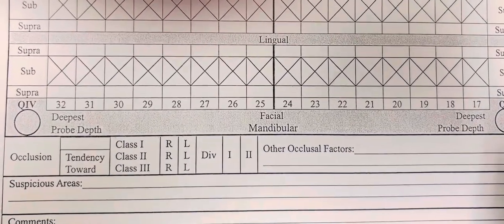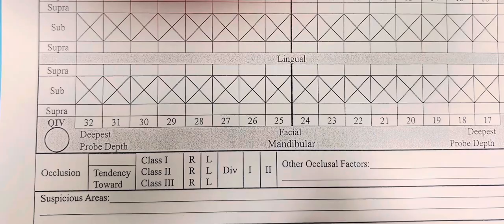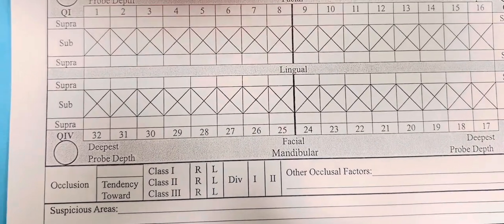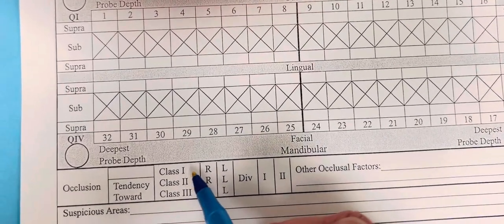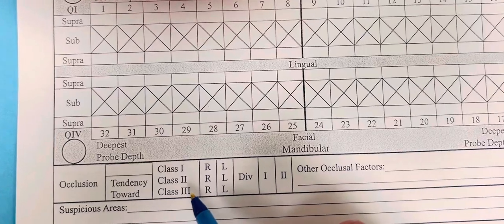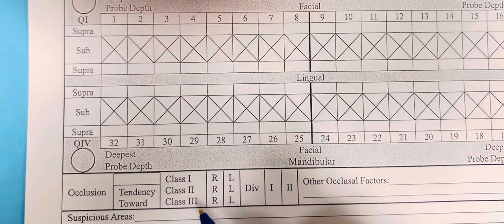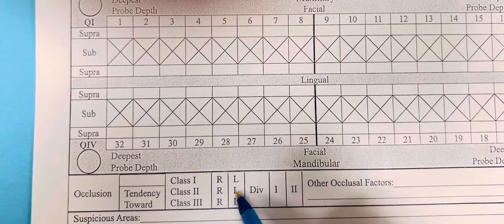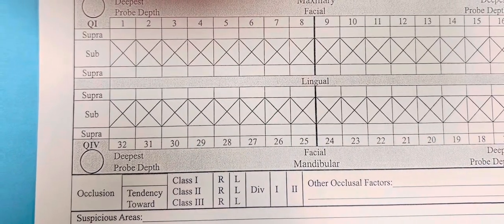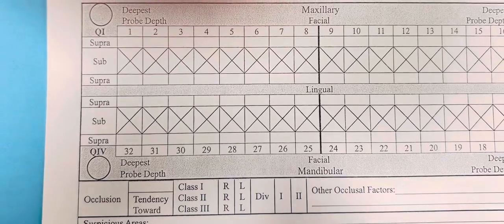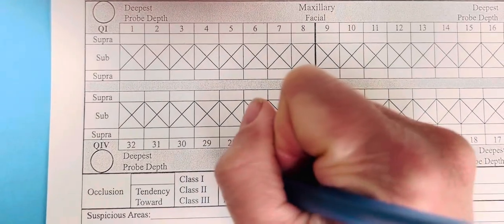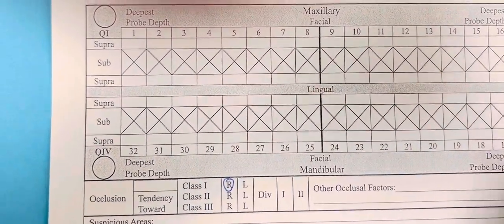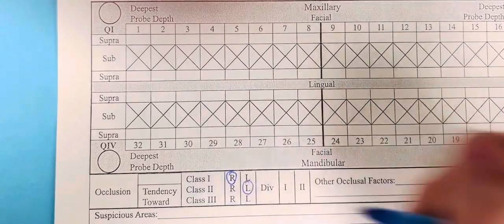When charting occlusion, you will first evaluate the occlusal classification. So is your patient a class 1, class 2, or class 3? Recognize that they can be one classification on the right side and a different classification on the left side. So for example, maybe you have a patient that is class 1 on the right side. They are class 2 on the left side.